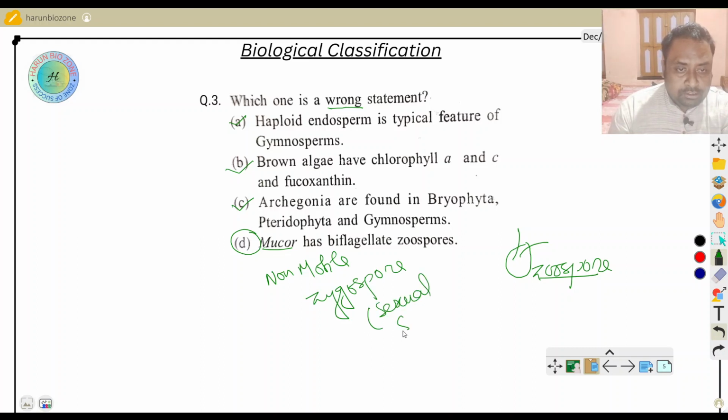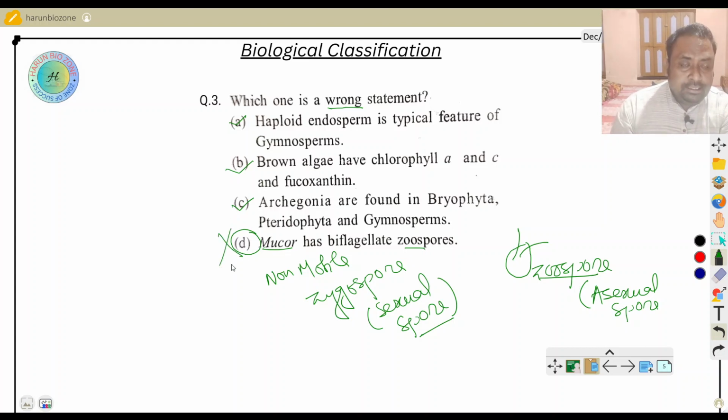Okay, sexual spore. Zoospore is the asexual spore, and zygospore is the sexual spore. So in case of Mucor, the zygospore is found, not the zoospore. So here the wrong answer is D. Next question.